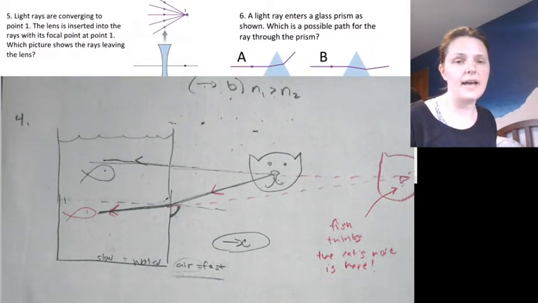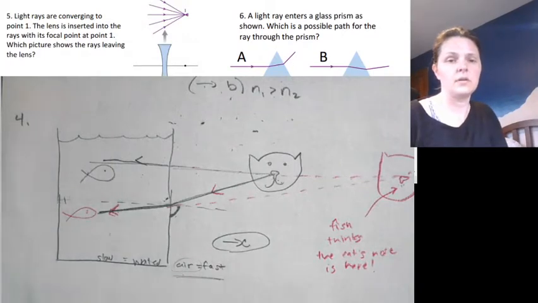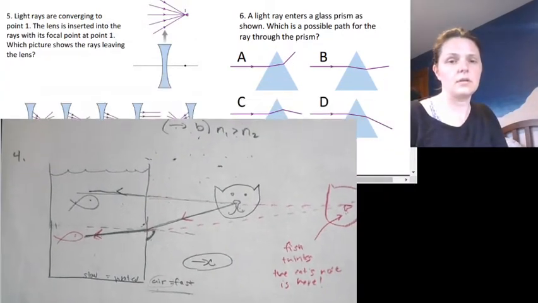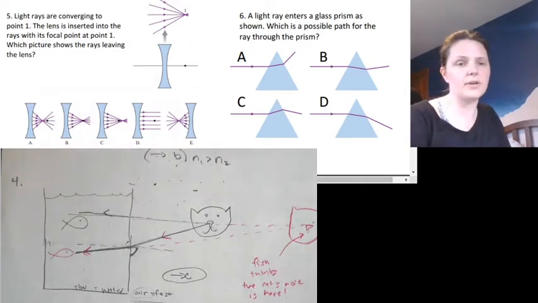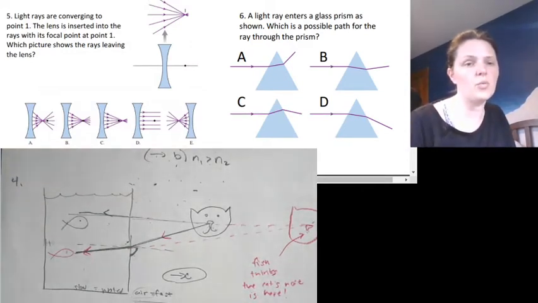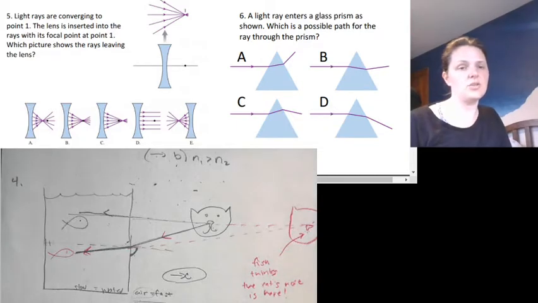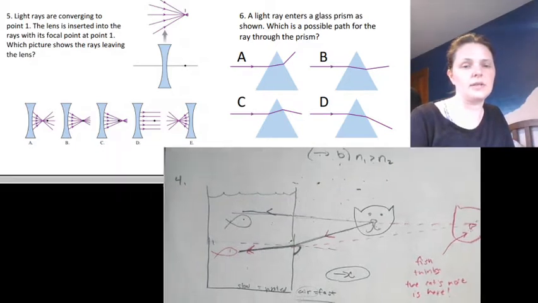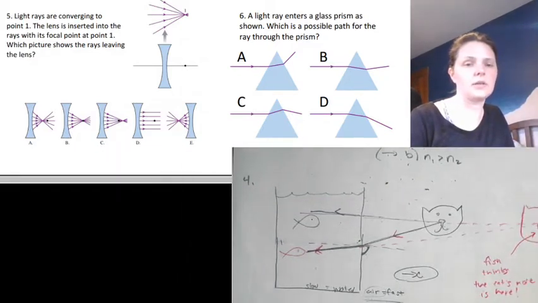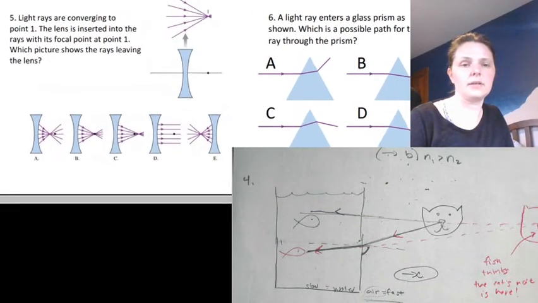Let's do number 5. Right here. So I have light rays converging to point 1. The lens is inserted into the rays with its focal point at point 1, and which picture shows the rays leaving the lens? So let me make this a little bit bigger.